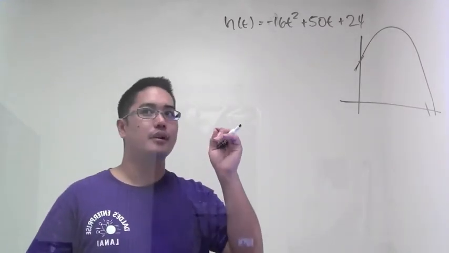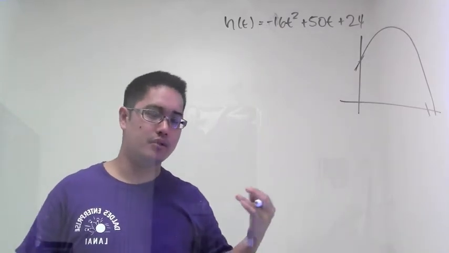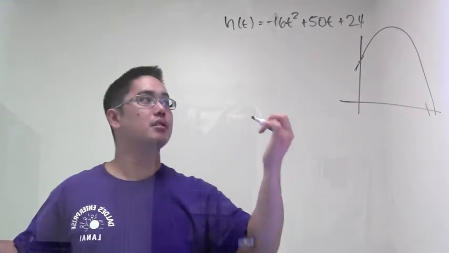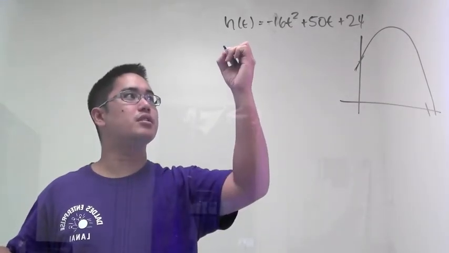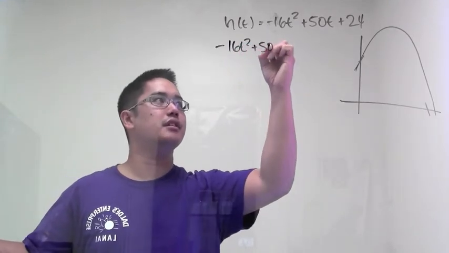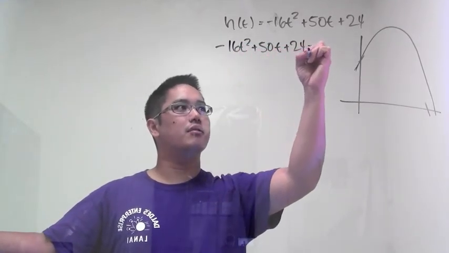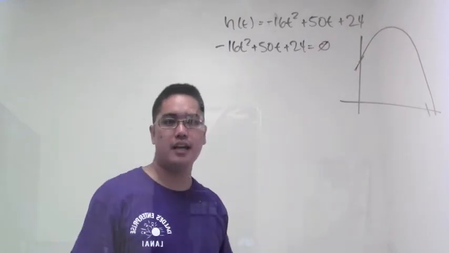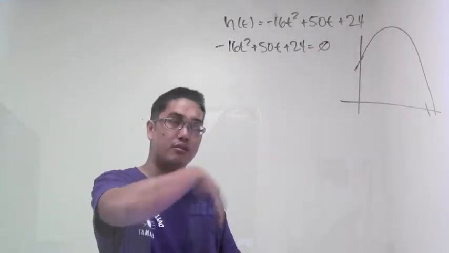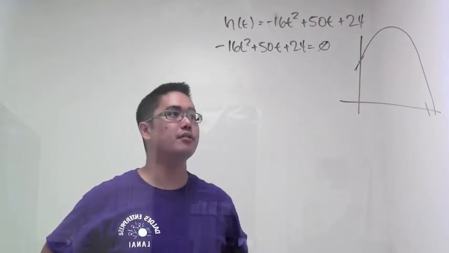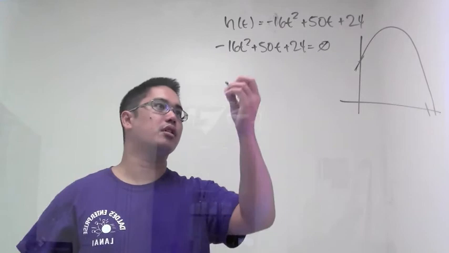Well, to figure that out, you need to figure out where this thing equals 0. So if I set this equation as 0, negative 16t squared plus 50t plus 24 equals 0, I can solve for that. And I could use the handy dandy quadratic equation. I could factor it if I knew how to do that. Yeah, that's all you do. So let's just solve it.